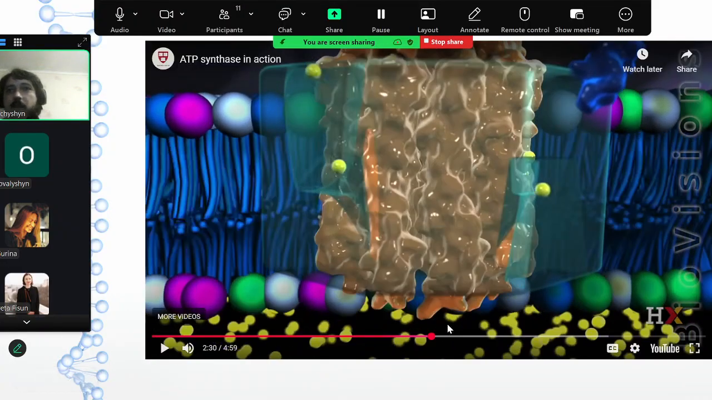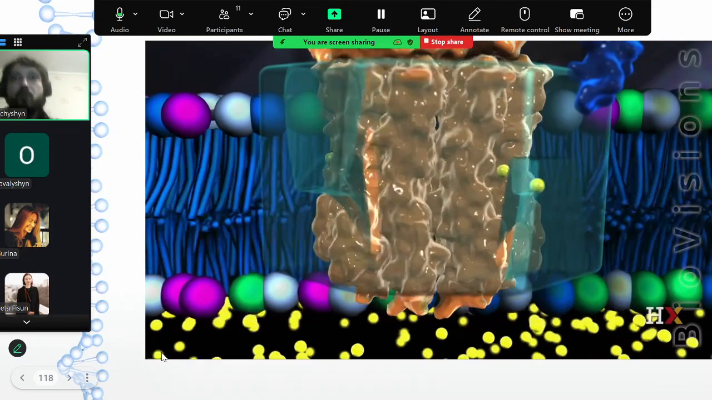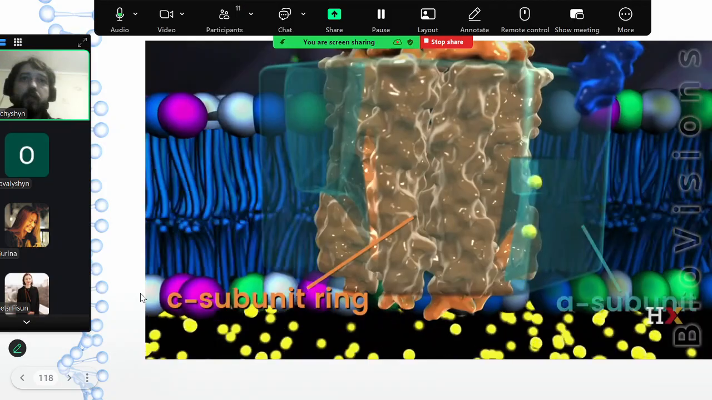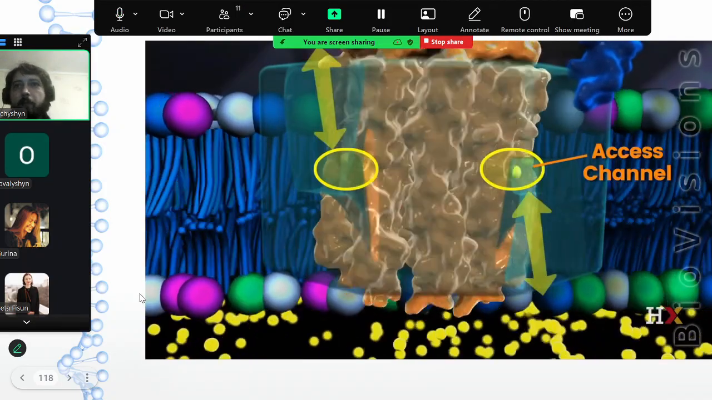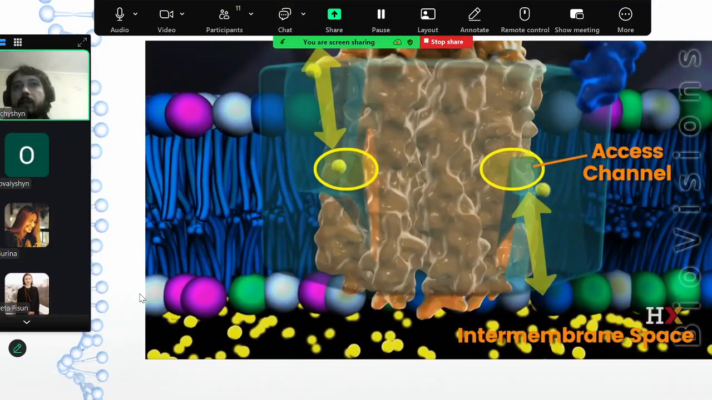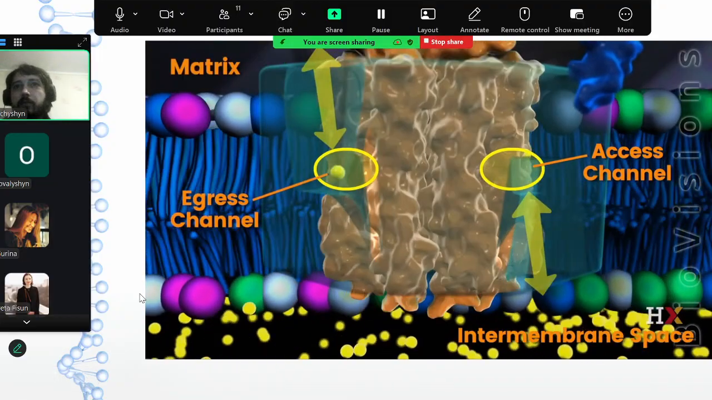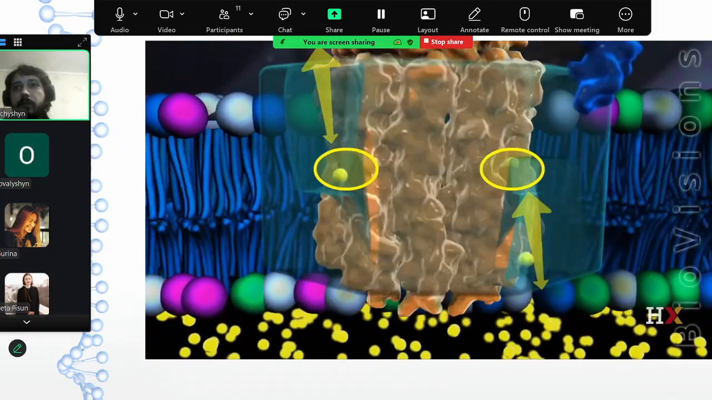Here you see protons in the intermembrane space, so that's between the two membranes, and they are getting back through this inner membrane, but when getting back, they are rotating all these proteins, and it's really quickly rotating. Here we see the C ring and the A subunit. We don't know the full structure of the A subunit, but we know that there's an access channel for protons on the A subunit right in the intermembrane space, and there's a separate egress channel for protons on the matrix side. In this animation, you see protons flowing out from an interface between the C ring and the A subunit.